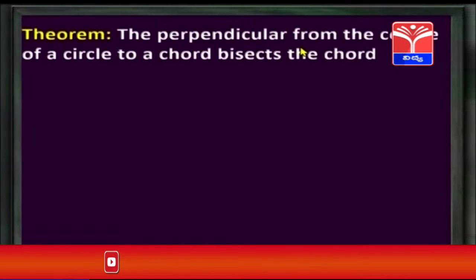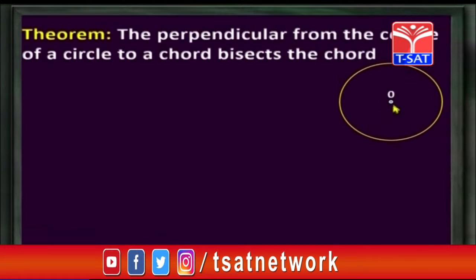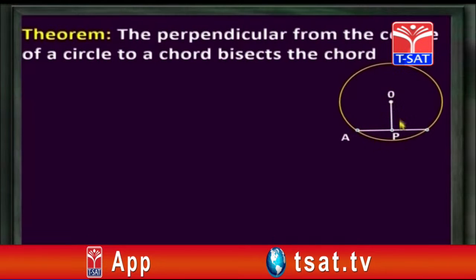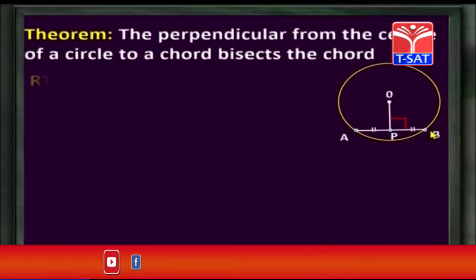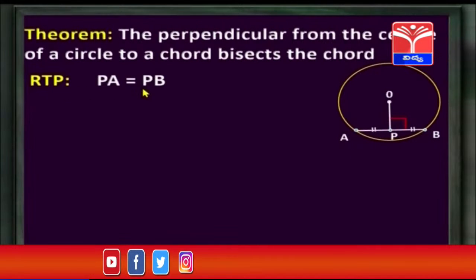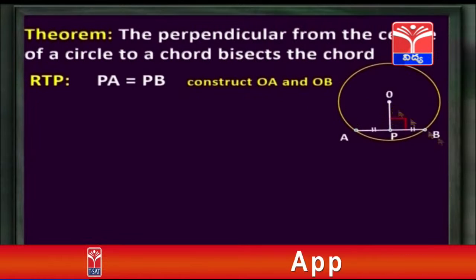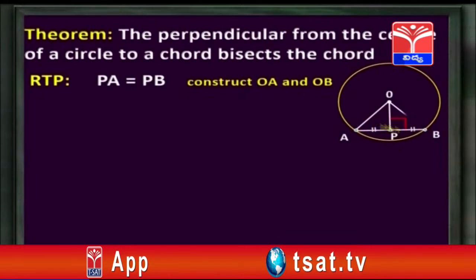The perpendicular from the center of a circle to a chord bisects the chord. In this figure, this is a circle with center O, AB is a chord, and OP is a line perpendicular to it. We have to show AP is equal to PB. What do we have to prove? PA is equal to PB. For this, first we need to construct OA and OB so that triangles OAP and OBP will be formed. So, construction: OA and OB.